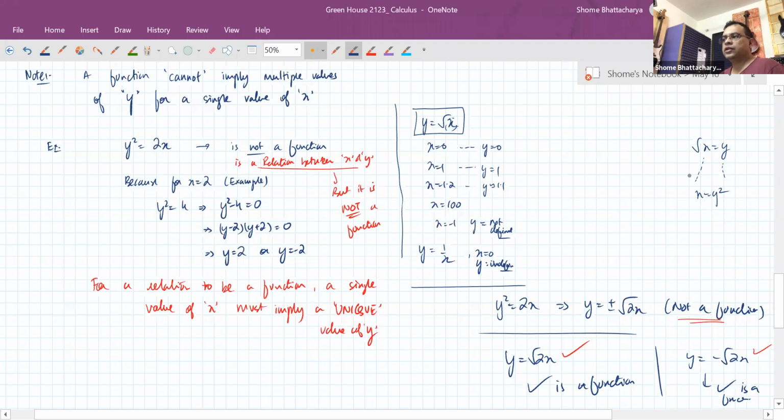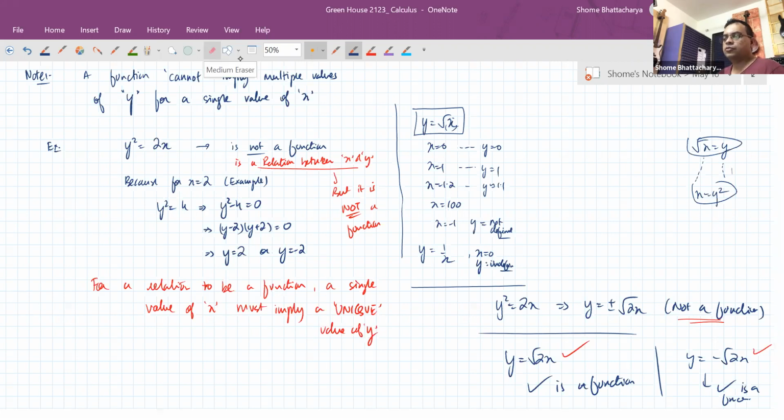Okay, and there's a difference between this and this, no? You understand, no? Because here x is only defined for non-negative values of y, but in the second one, x is defined for all values of y, negative and positive. So they are not one and the same. You understood the point?